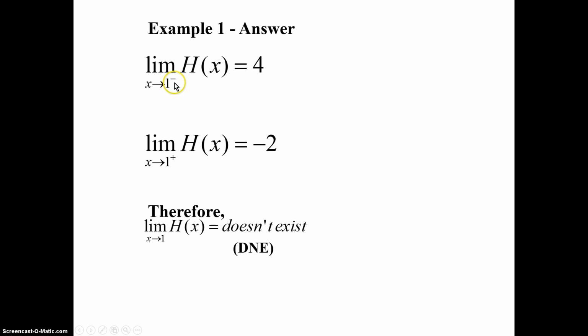We approached from the left and we discussed that it was 4. We approached from the right and we discussed that it was -2. Therefore, we made the conclusion that my function h of x, the limit of that as x approaches 1, doesn't exist.